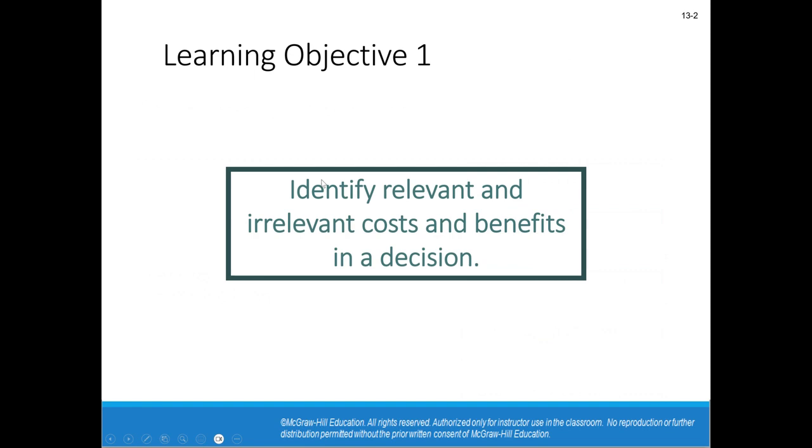And what you need to do is identify relevant and irrelevant costs and benefits in the decision. So what you're really trying to identify are, if I stopped this action, what would be the difference in my sales? And what would be the difference in my incremental cost? So I don't want to take into account things that have no bearing. For instance, maybe you have manufacturing overhead that none of that would go away. So that's not even a factor in your decision.